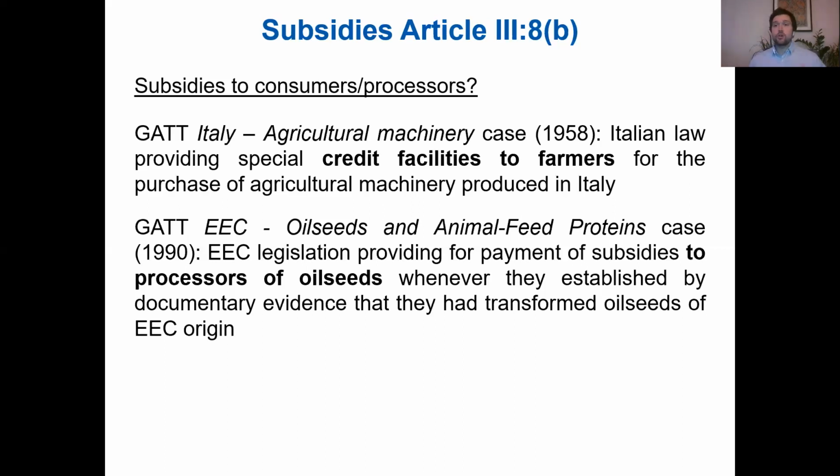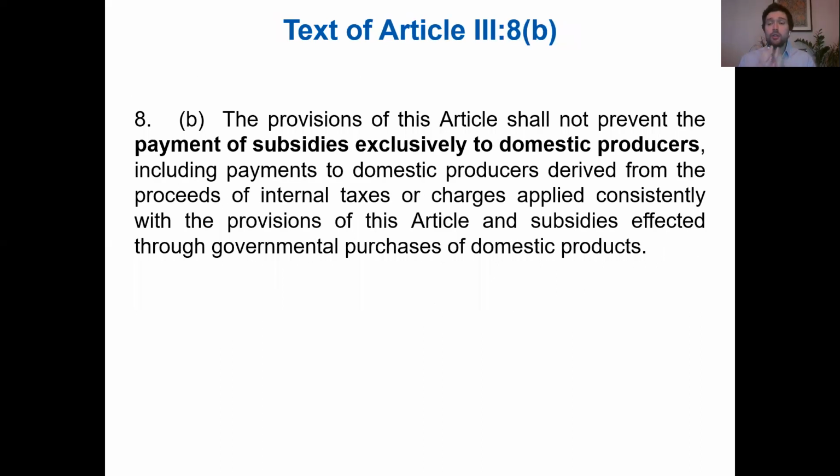However, monies don't go directly to domestic producers. The economic benefit goes to the producers through the consumers, through the processors. So the question here was whether it is compatible with the provision of Article 3.8b or not. And if you recall the provision, it says that this article shall not prevent the payment of subsidies exclusively to domestic producers. So this provision has been interpreted very narrowly, and this word exclusively is not standing there in vain.